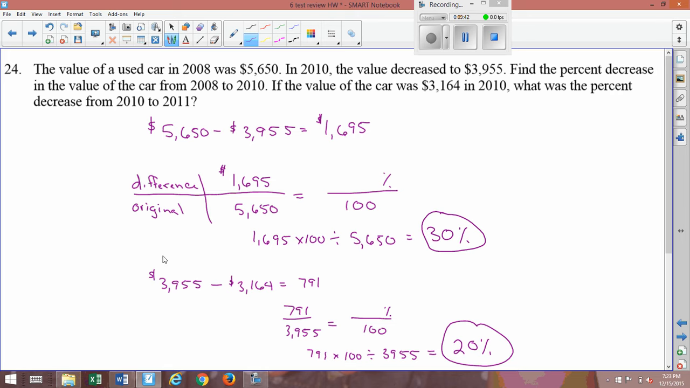Now the next part is if the value is 3,164 in 2011, what is the percent decrease from 2010 to 2011? So the original price is 3,955 minus 3,164. So the difference is 791. Put that over your original, set it equal to percent over 100. You would crisscross divide, and you get 20%.